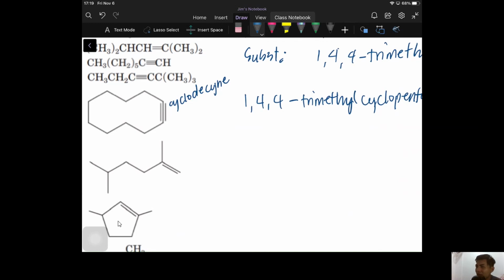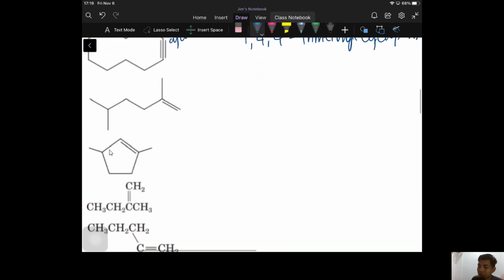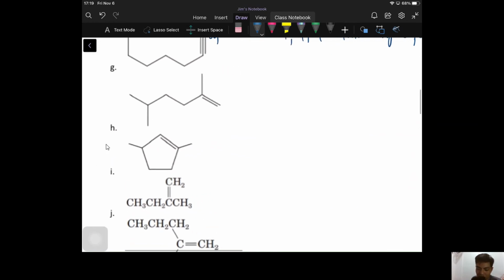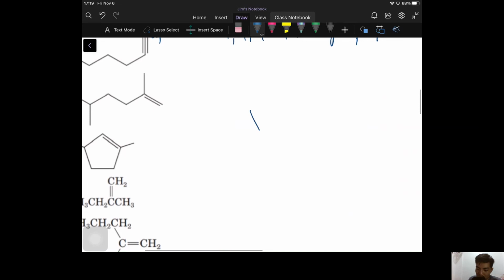Let's do this naman. Napangalanan na yun. Ito. Itong letter I. Pangalanan natin siya. Let me redraw. Okay. So, numbering. Again, 1 and 2. Nasa gitna dapat ang double bond.